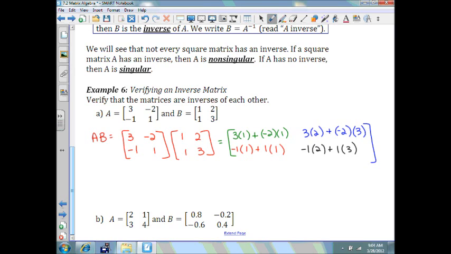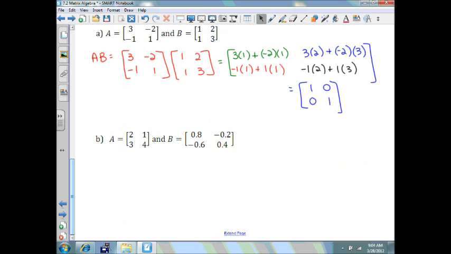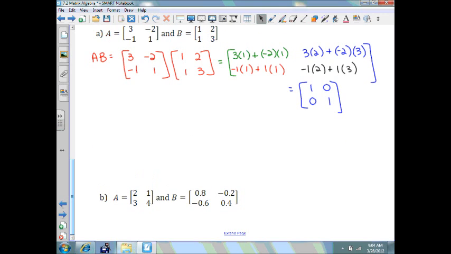So when we simplify this, we get 3 plus negative 2 is 1. 3 times 2 is 6, plus negative 6 is 0. Negative 1 times 1 is negative 1, plus 1 is 0. Negative 2 plus 3 is 1. So therefore, A times B does give you the identity matrix.